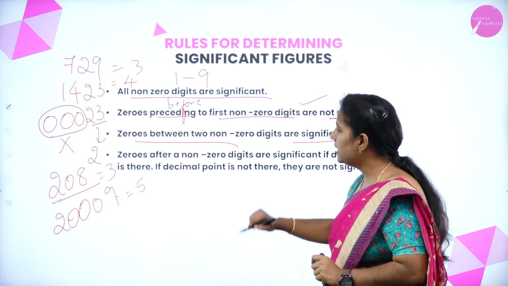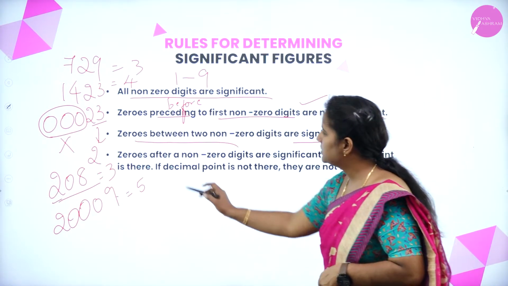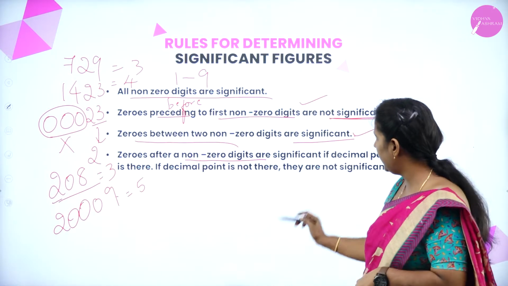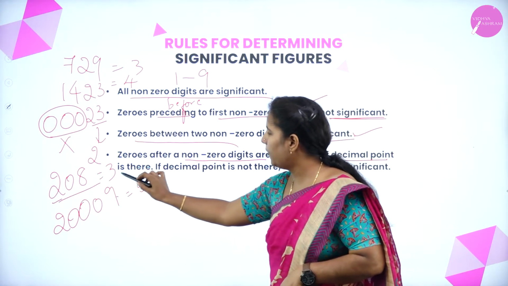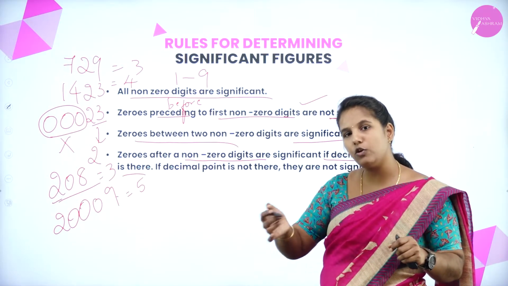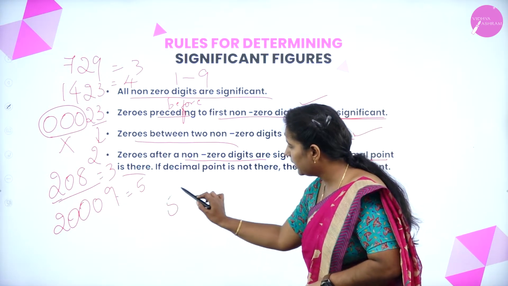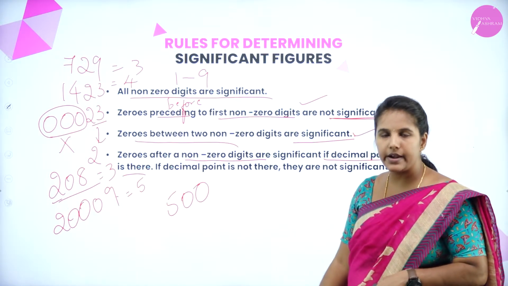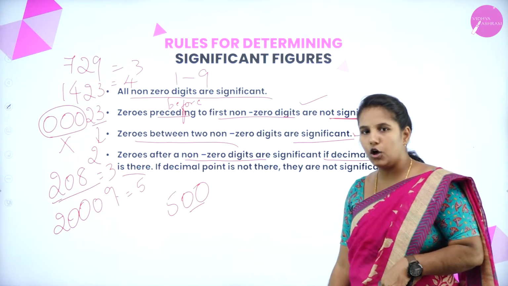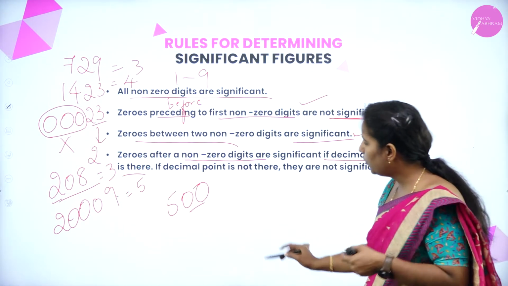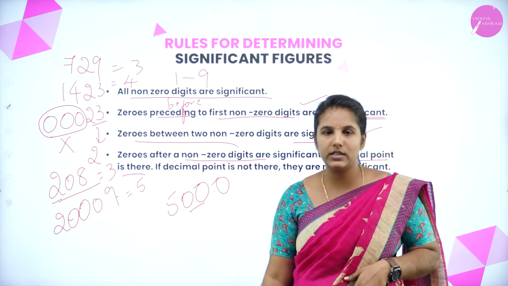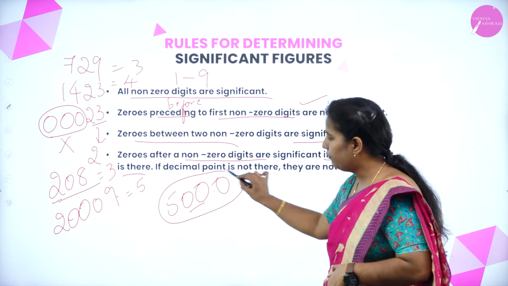Okay. The last rule says that zeros after the non-zero digits are significant if a decimal point is there. For example, if I take 500, the zeros present just after the non-zero digit are significant only when the decimal point is there. Only when the decimal point is there, they are said to be significant figures.